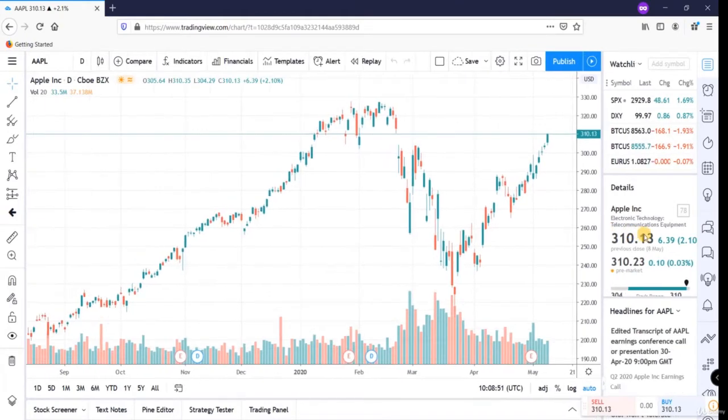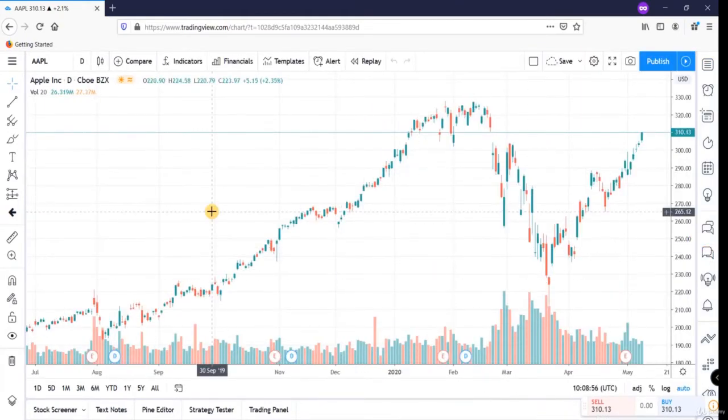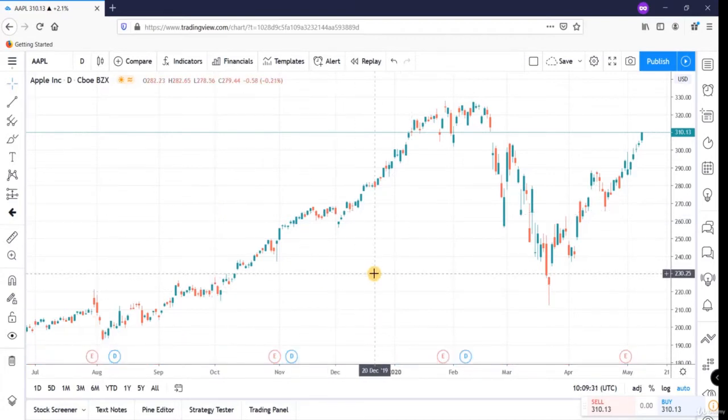This is TradingView platform, and you can simply make a free account here. How to make a free account on TradingView platform, that I have discussed later in the course. There is a separate lecture on TradingView platform, so you can make a free account and you can analyze your chart on this platform very easily. So let's take different examples.